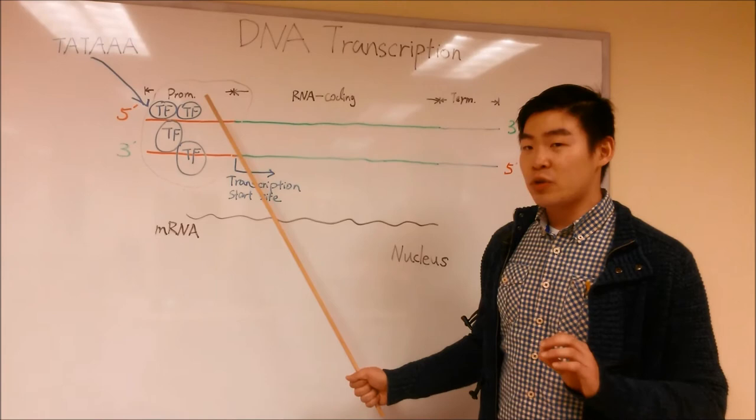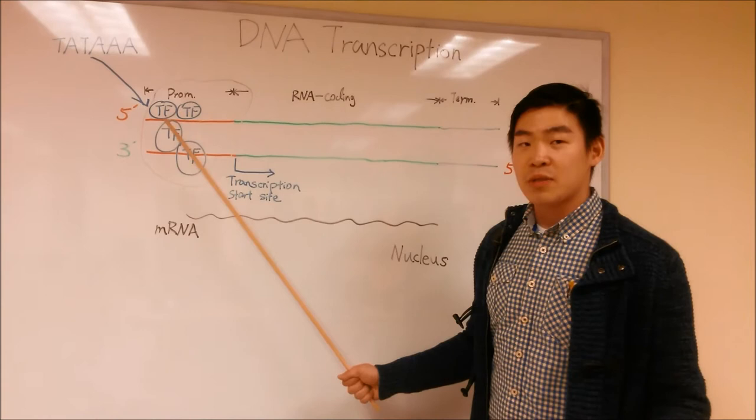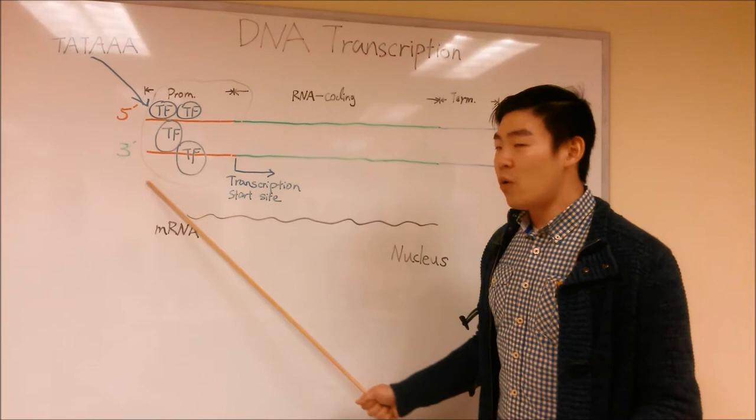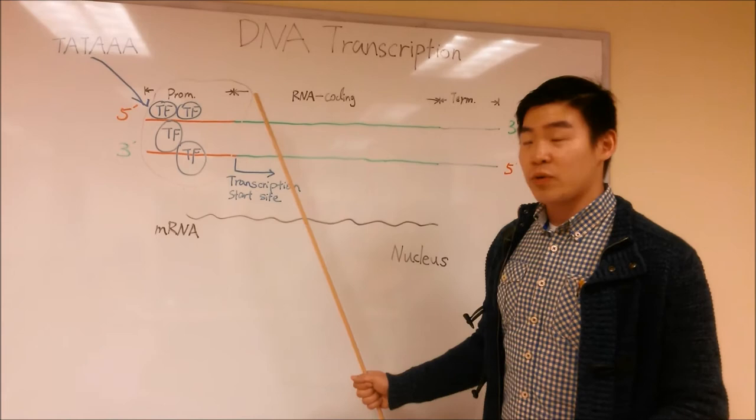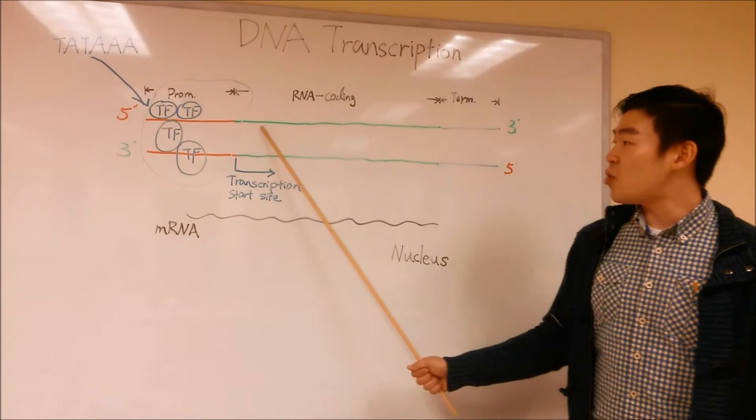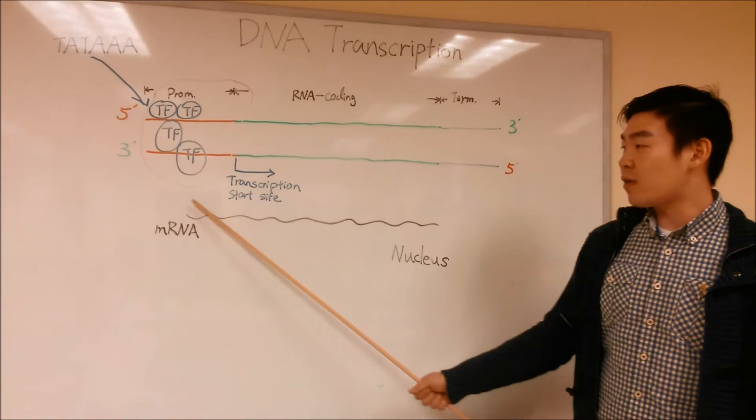After we have all different types of transcription factors ready, they will form a bubble, which is called the transcription bubble. After the transcription bubble is docked onto the promoter region, transcription will start. The transcription bubble will move along the DNA strand, and at the same time, mRNA, which is labeled in black here, will be synthesized.